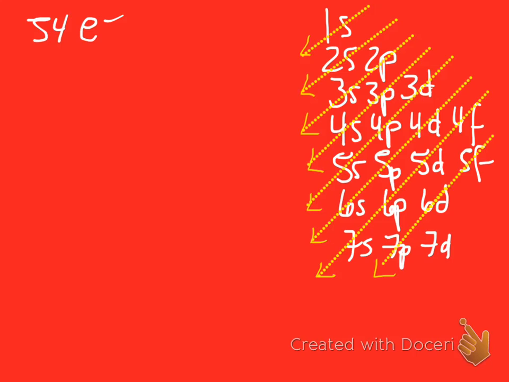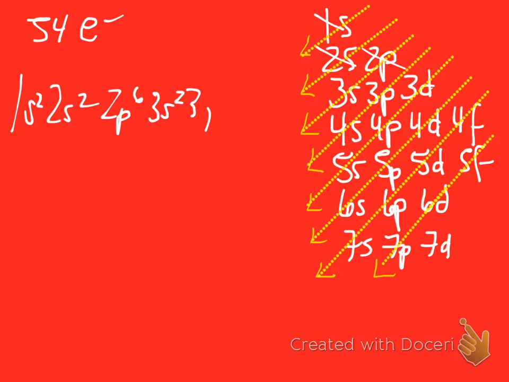Okay, for number 15, I asked you to give me the electron configuration for something with 54 electrons. So again, I'm going to do my own shortcut, and I'm just going to go through and check them off as I go. So 1s2, 2s2, 2p6, I'm up to 10, 3s2, 3p6, we're up to 18, and then 4s2, we're up to 20.